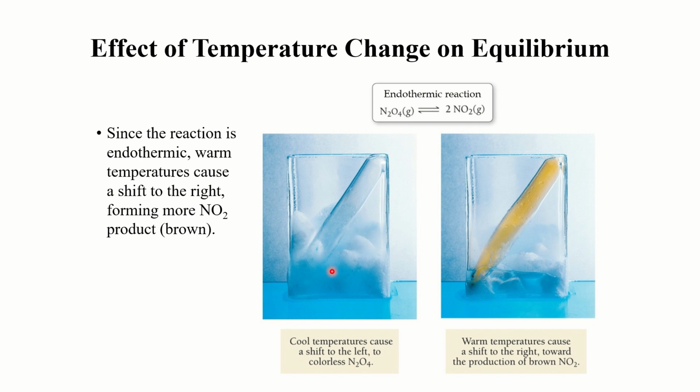If I increase the temperature of this reaction vessel, that's like adding heat. And so heat's a reactant. That's like adding something to the left side. If I add something to the left side, the reaction would shift right in response. So the reaction shifts right towards the NO2, and the NO2 has a brown color. And so we can visually see the shift occur from the increase in temperature here, shifting right towards the brown NO2 gas.